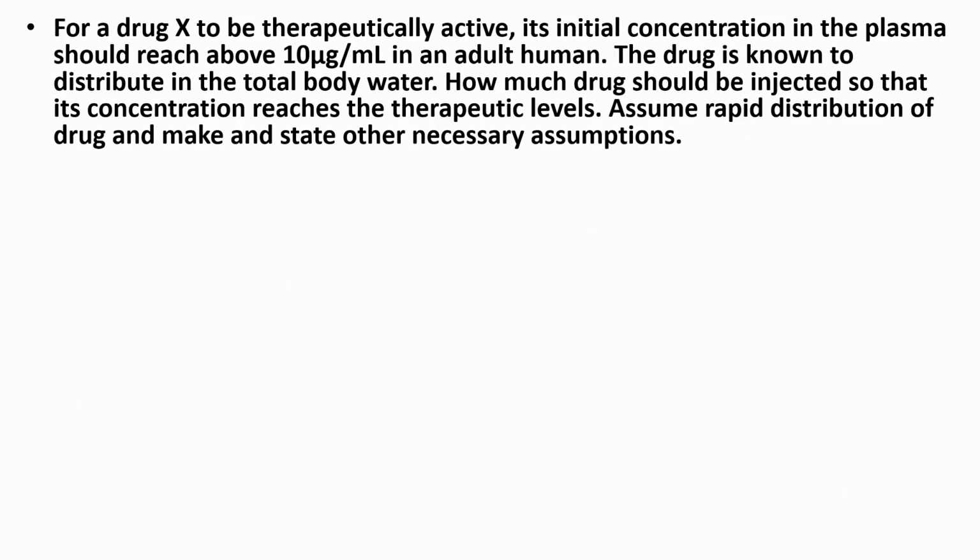So, here is a question. The question is for a drug X. It could be any drug, maybe any drug that may relieve hypertension, that may relieve diabetes, could be anything. For a drug X to be therapeutically active, its initial concentration in the plasma should be above 10 microgram per ml, and that is in an adult human. So, basically what we are saying is, if we have a drug X and for it to be therapeutically active, we need to get this concentration to be 10 microgram per ml or greater.